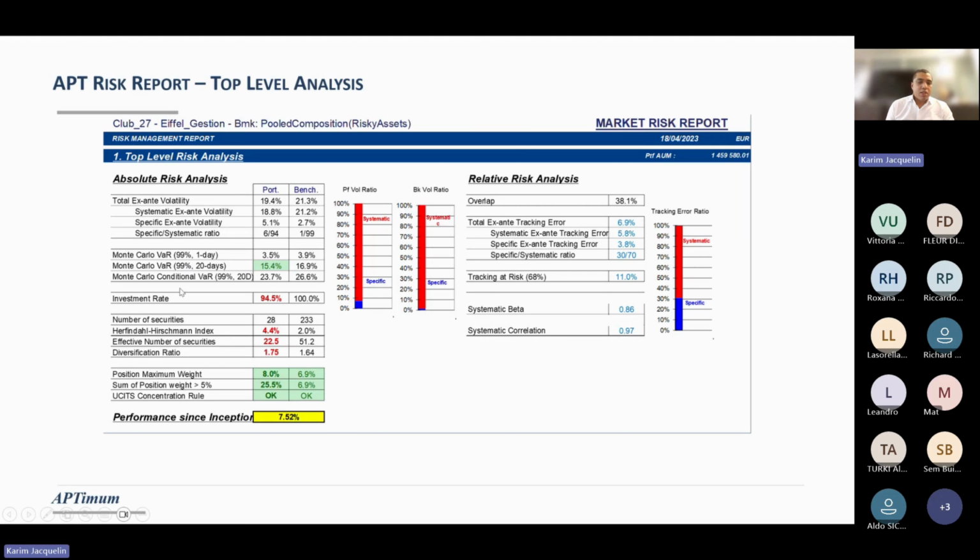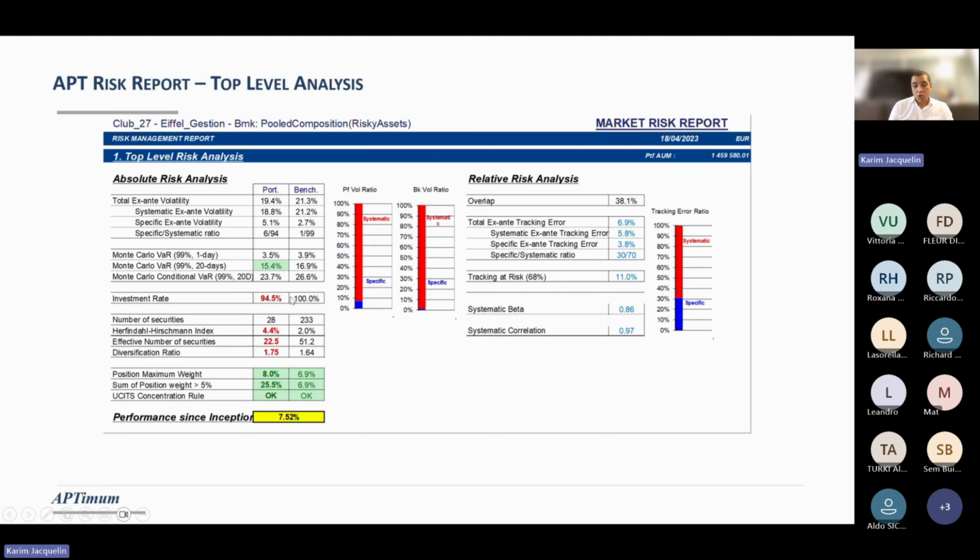The CVaR is a technical indicator. So it's the average loss if you are beyond this 99% confidence. So it's the average loss if you are in the 1% of the worst case scenarios. So it will always be higher than the value at risk. So in this case, it's 33.7%.